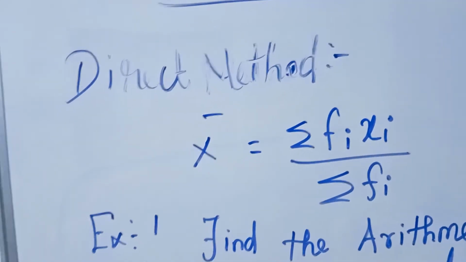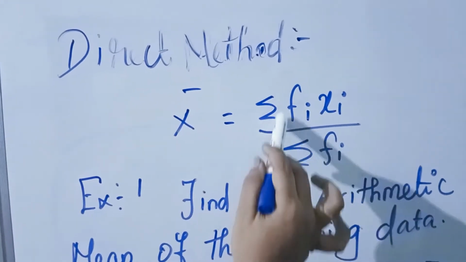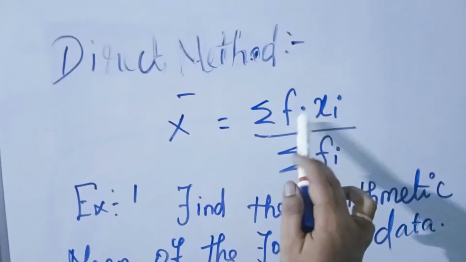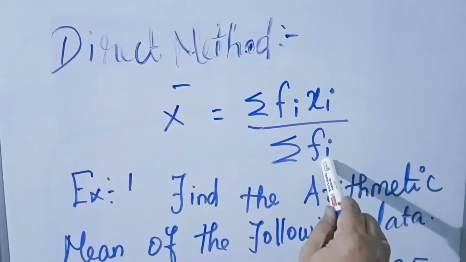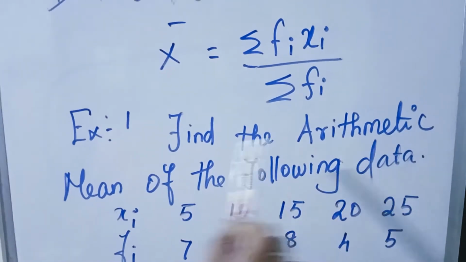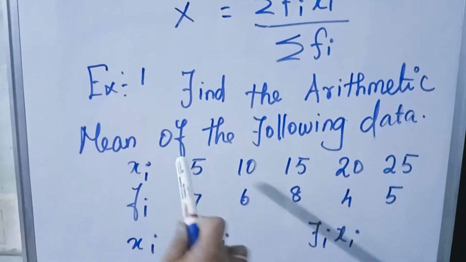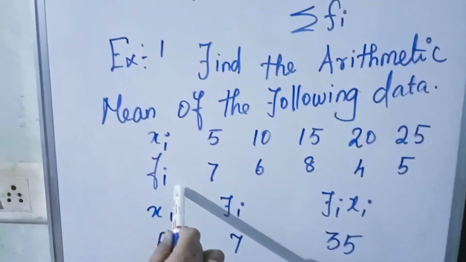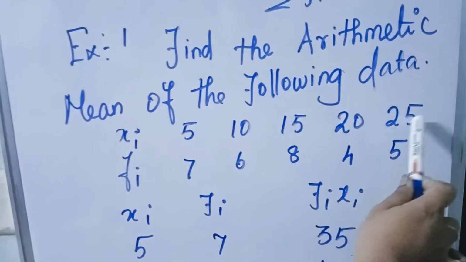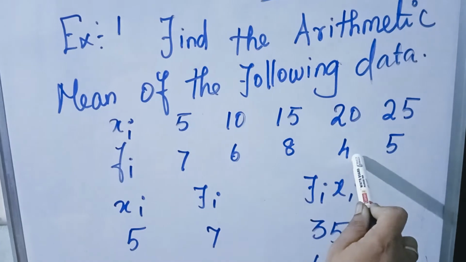The formula for the direct method is x bar is equal to sigma, that means summation, sigma fi xi divided by sigma fi. This is the formula. Example 1. Find the arithmetic mean, that means AM, of the following data. The data given are xi and fi. Xi values are 5, 10, 15, 20, 25. Fi values are 7, 6, 8, 4, 5.